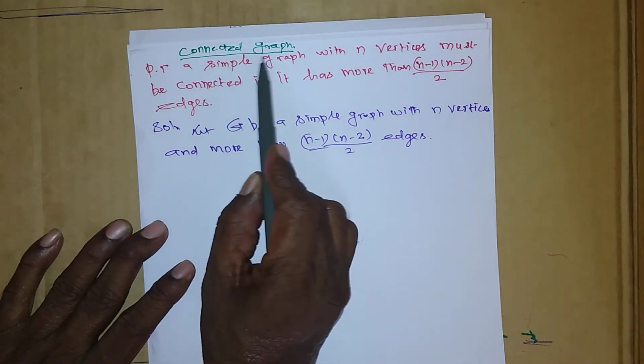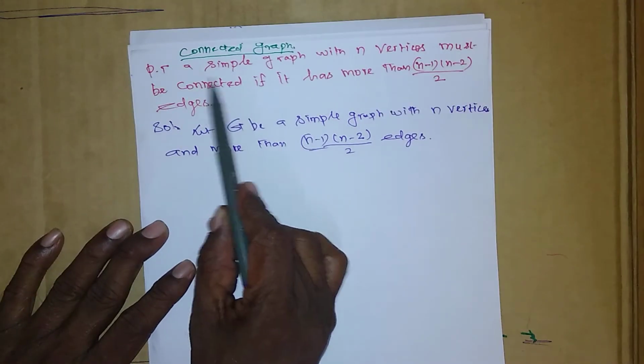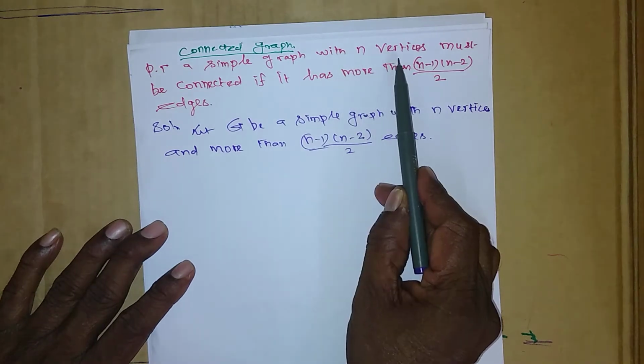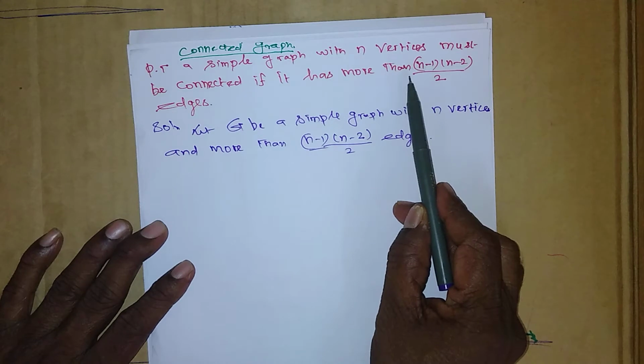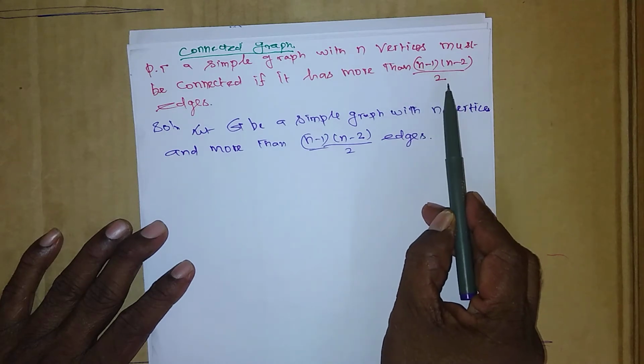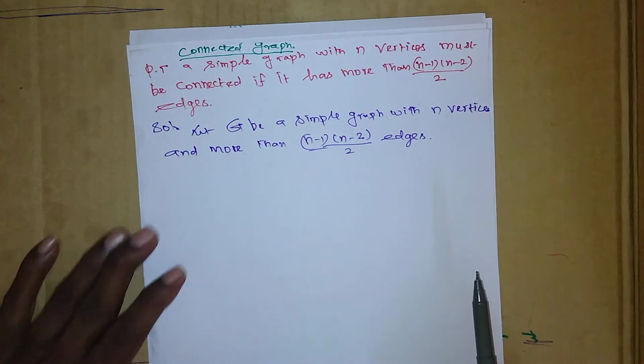Today we are going to see the connected graph. Prove that a simple graph with n vertices must be connected if it has more than (n minus 1)(n minus 2)/2 edges.